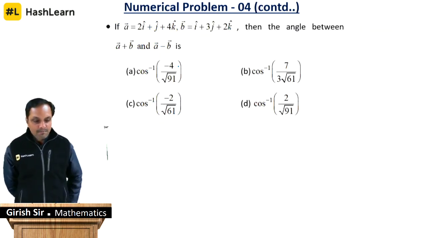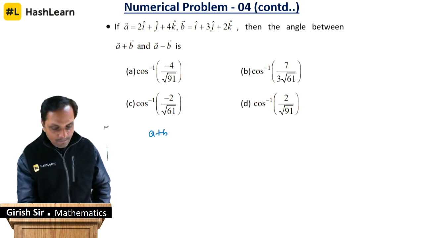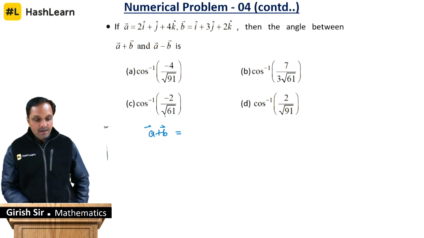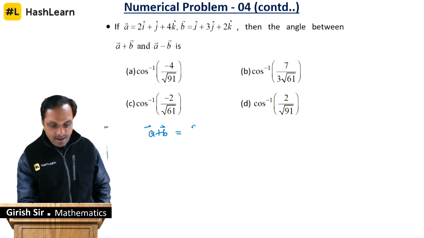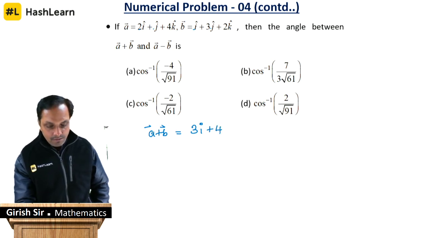Chalo, here we will find A plus B now. So A plus B will transform to a vector: 2 plus 1 is 3i. Here 1 and here 3j, that will give you 4j.